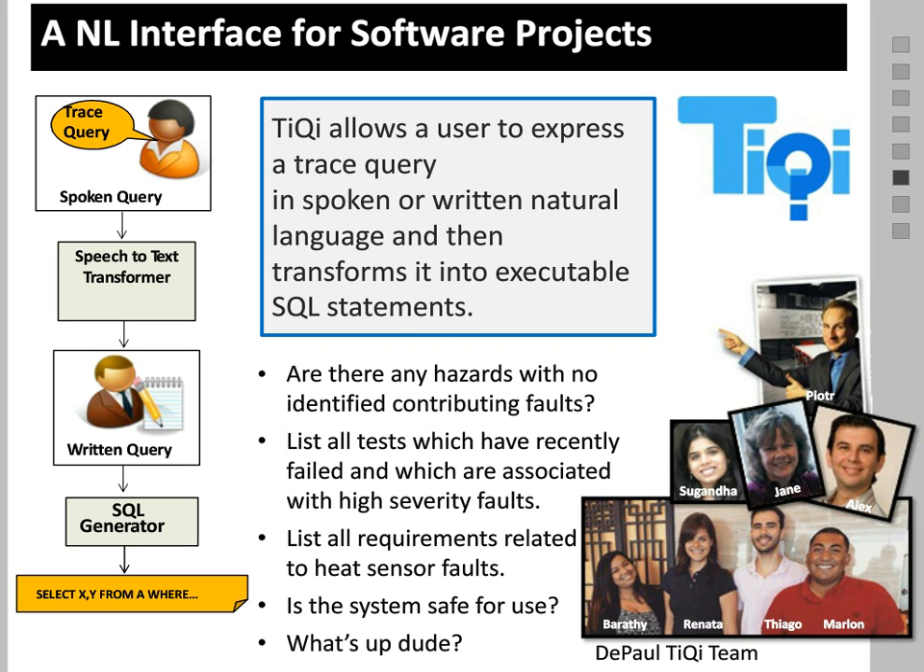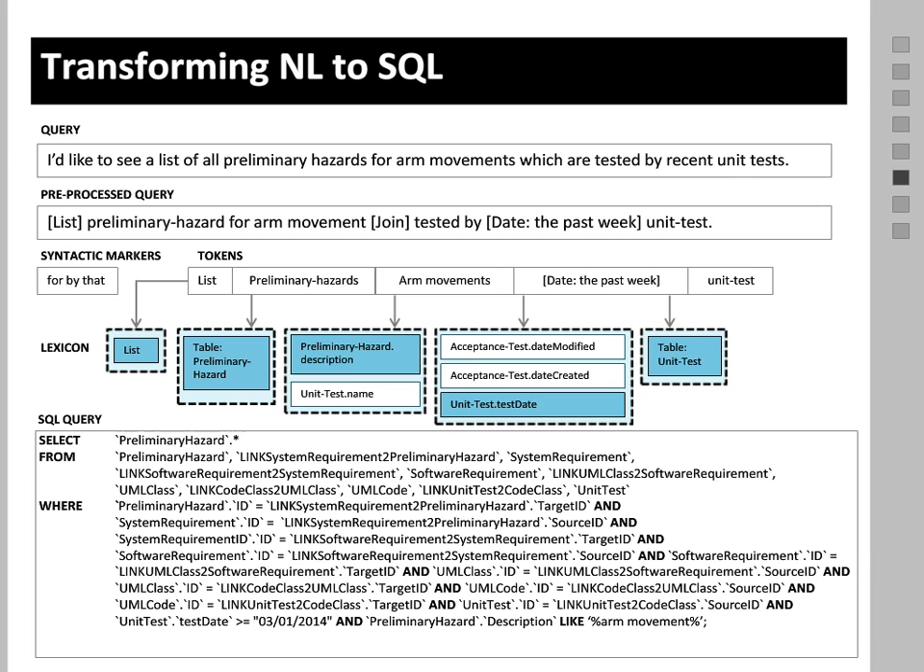And I'll say we have trained Ticky based on a large collection of queries that we've collected from a variety of software engineers. Then there's other kinds of questions such as, is the system safe for use? Well, that's a little bit higher level, a little bit harder for Ticky to actually answer such a question. And obviously we have to have some intermediate constructs in place that would transform that into something that Ticky could actually implement. And finally, questions like, what's up, dude? Obviously Ticky's never going to be able to answer every question that gets asked, but we would like her to be able to answer project-specific questions.